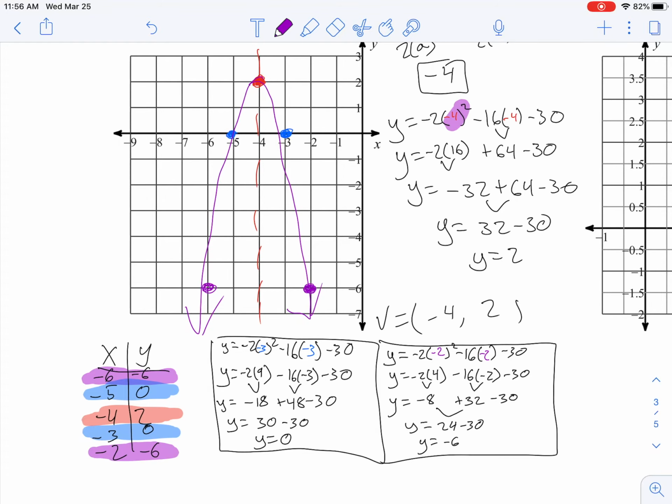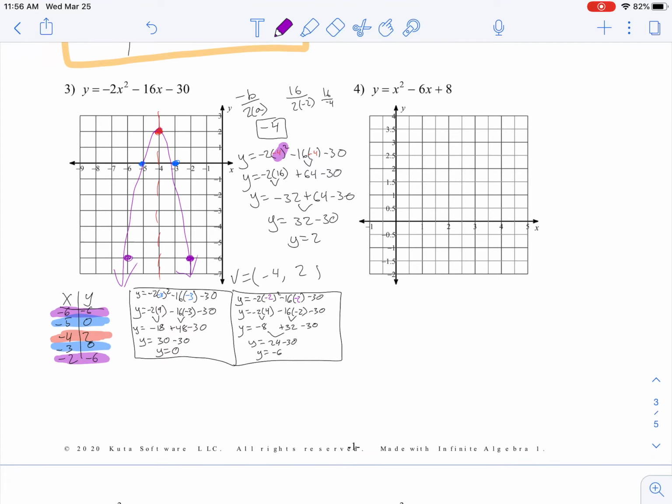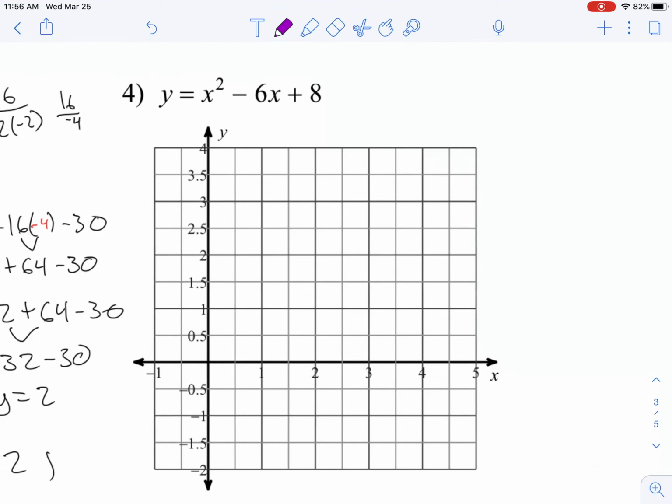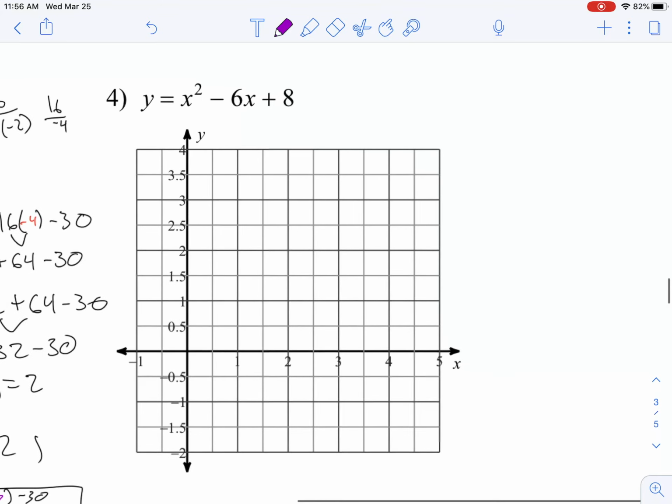All right, last one, and then we'll be finished for today. So, nice simple one. First step, find the vertex.